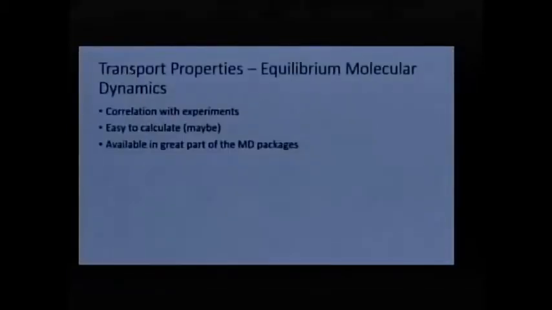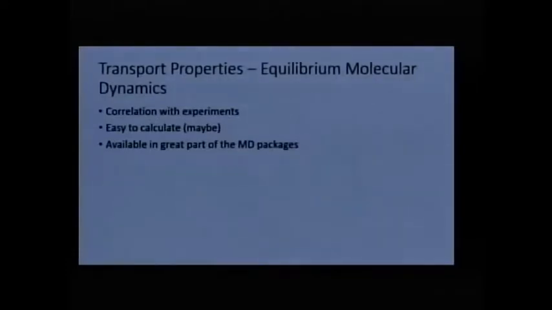So I'm going to talk about transport properties in equilibrium molecular dynamics. I try to give some best practices and explain the methods that we have. With MD simulations, equilibrium and sometimes non-equilibrium, we can correlate with experiments using transport properties. That is pretty good because we can do one simple simulation and see the direct correlation with the experiment. It's easy to calculate, sometimes not, depending on your material. But basically almost all MD packages have everything to calculate transport properties.